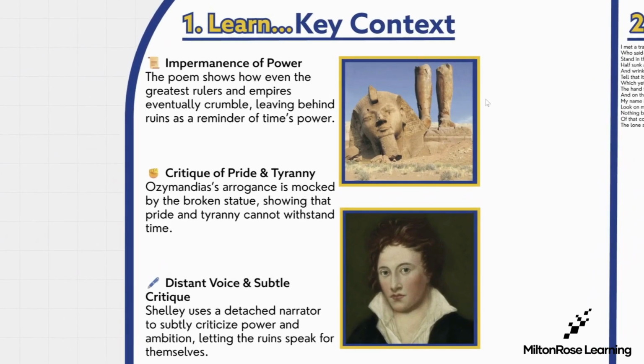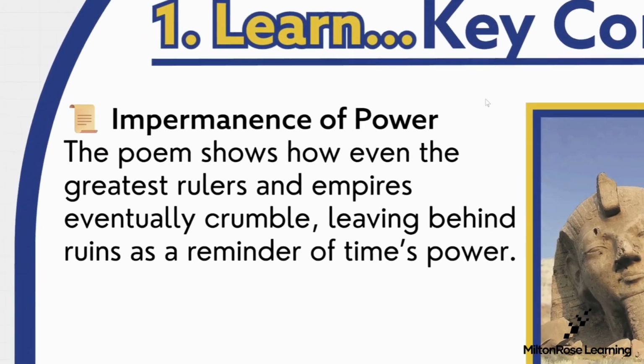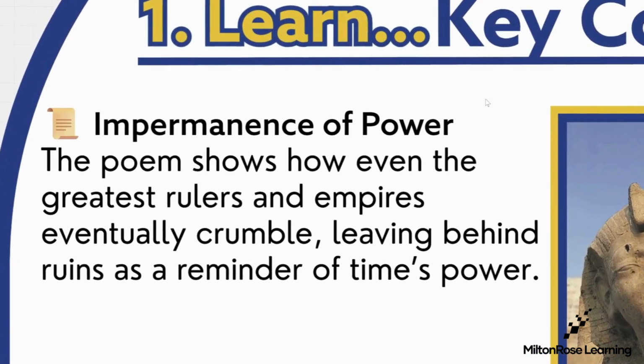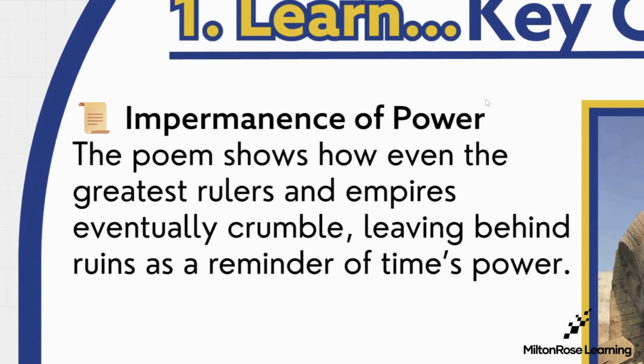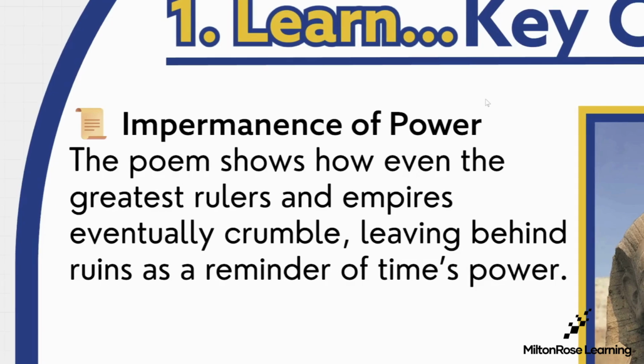Okay, and you can see Shelley there and a statue of Ozymandias that's been kind of destroyed by the ravages of time. So first off then, let's talk about what we would probably phrase as the impermanence of power. The poem is kind of exploring how even the greatest rulers and the greatest empires, from the Roman Empire to the Egyptian Empire and beyond, they all eventually crumble and they leave behind only ruins as a reminder of time's power. Time will always get you. It's not your friend, and it's definitely not Ozymandias' friend, and it will eat away at even the most powerful ruler and even the most powerful empire. And I think that's the core authorial intention in this text.